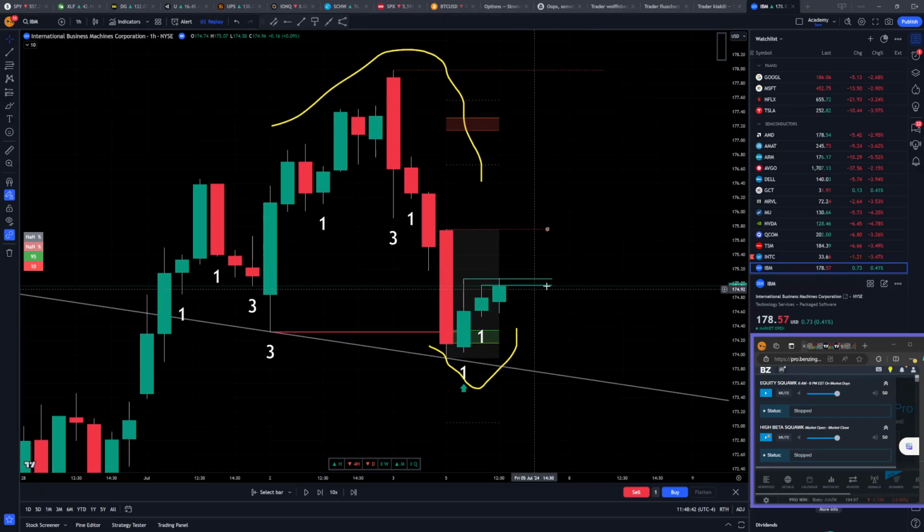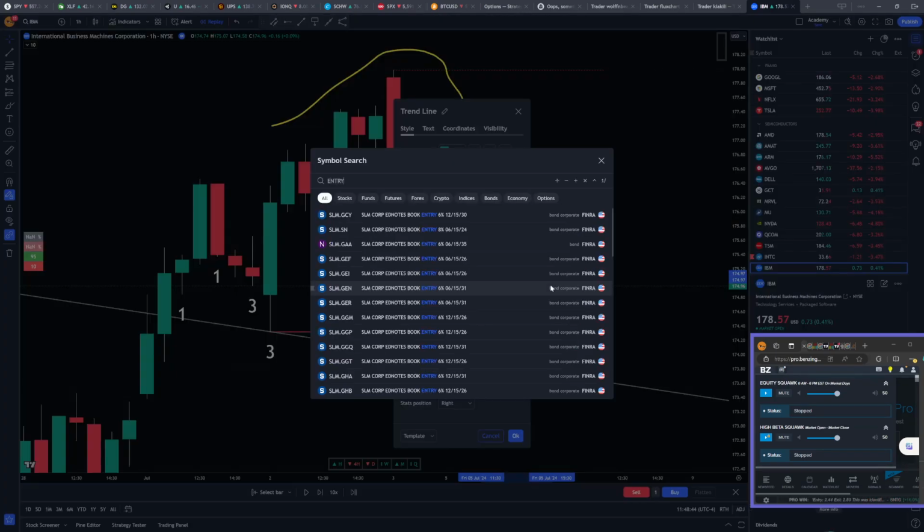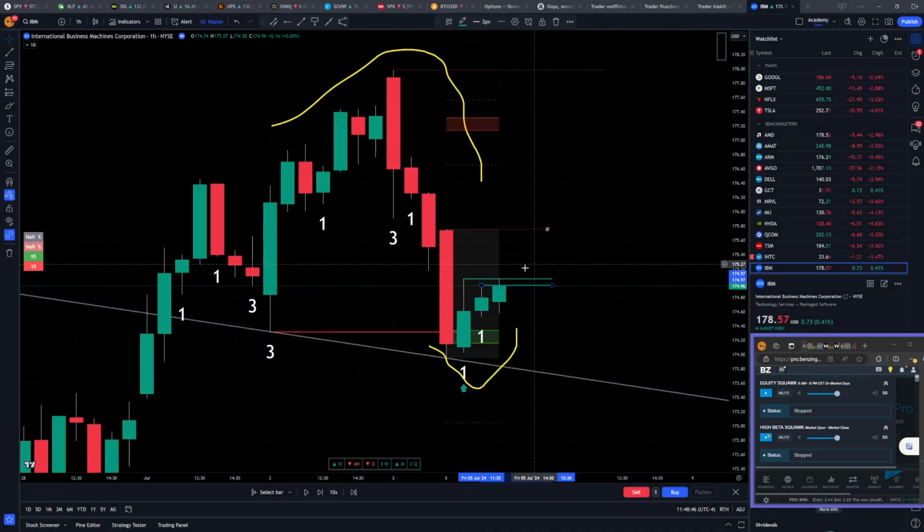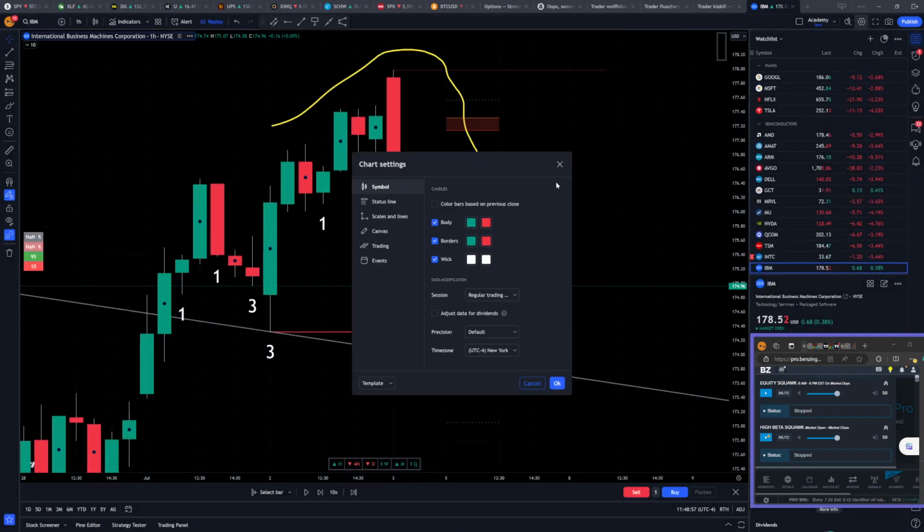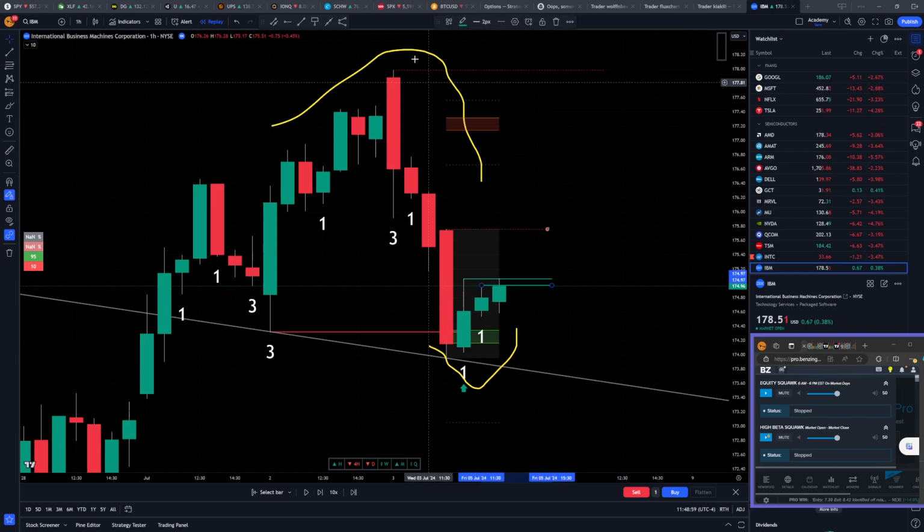So this is the entry. I can actually type it here. Forgot that TradingView added that feature. It doesn't want to work for some reason. Whatever.